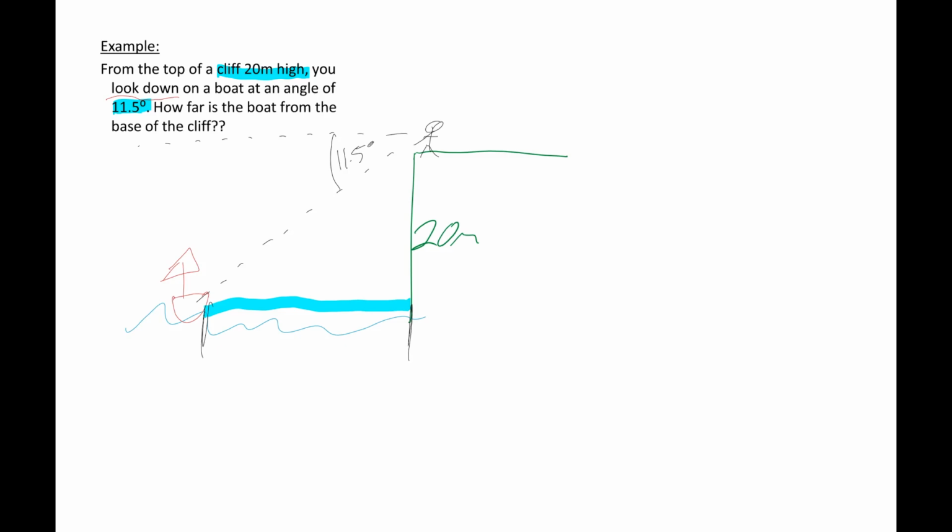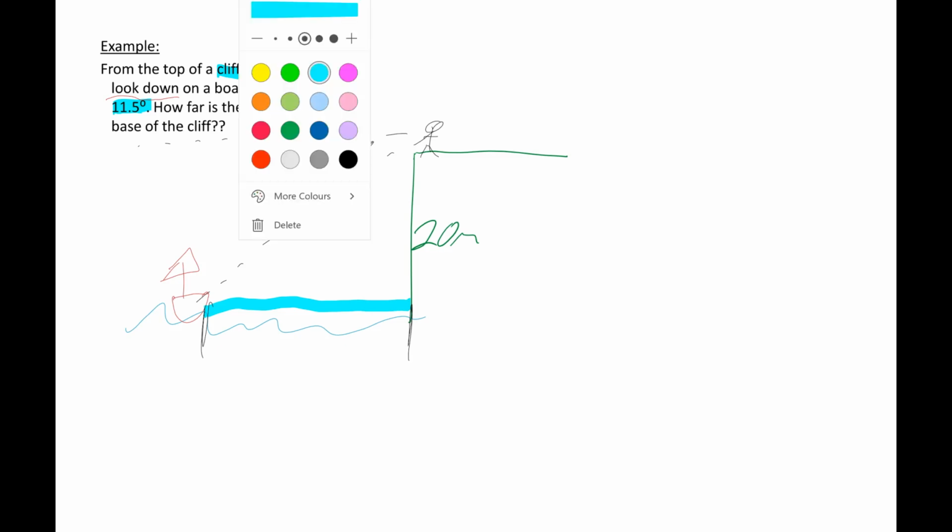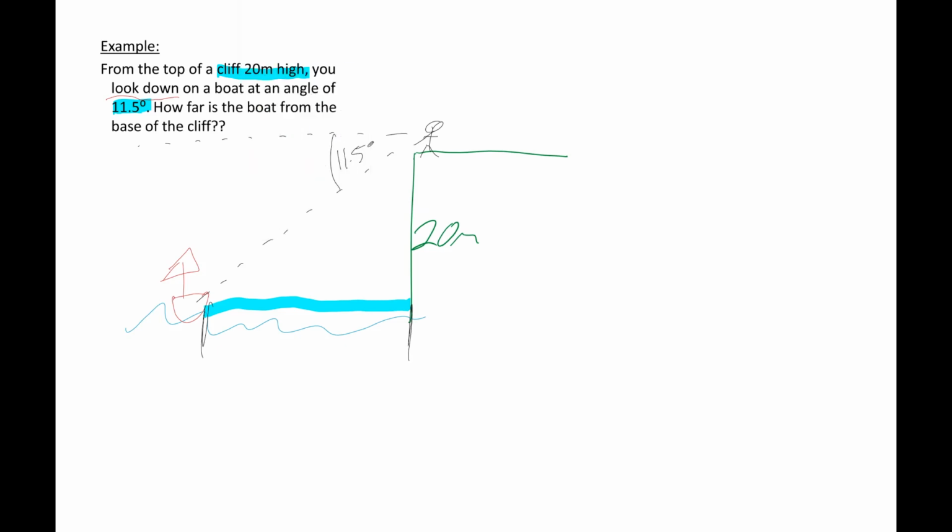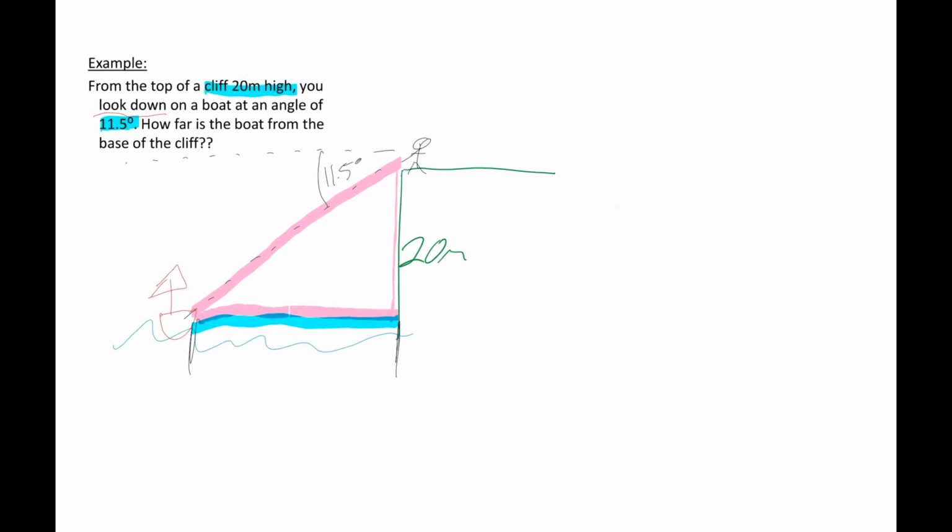Okay, now we need to identify where the triangle is in our problem. Can you see where the triangle is? If I change over, let's go to pink. We've got our hypotenuse, we've got one side here, and we've got one side here. So now we've got to figure out where our angle is inside the triangle, because right now it's outside the triangle.